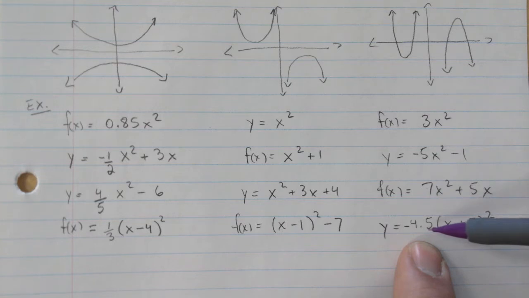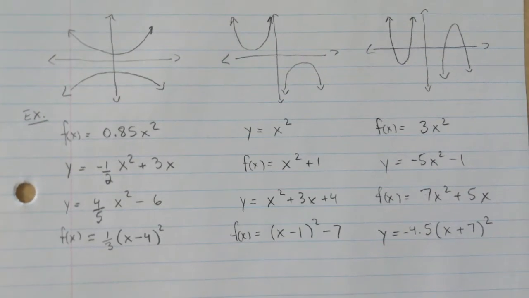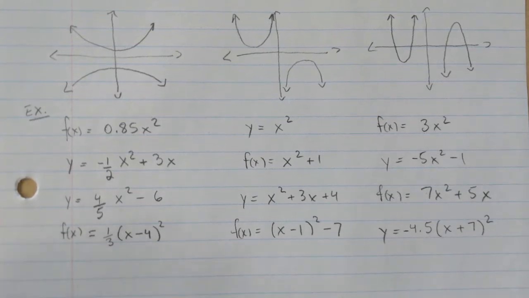Even here, the 4.5. It could also be a fraction, right? It could be 9/2. 9/2 is 4.5. But if the numerical value is greater than 1, it's a narrow parabola. Okay? And here is where the calculator is going to come in handy to show that. So let's grab our calculator for one moment here.